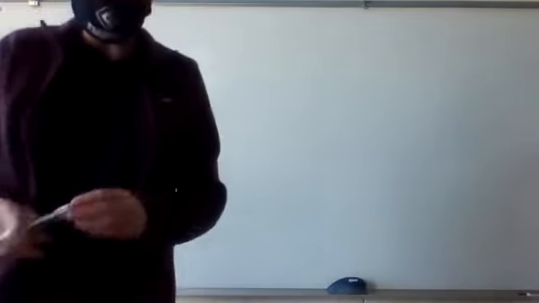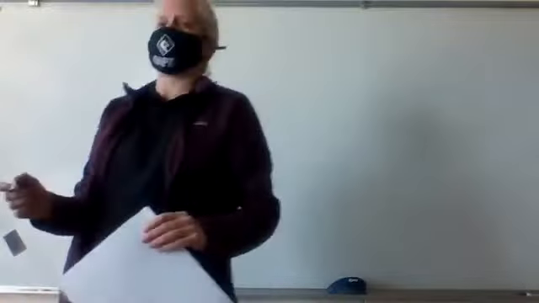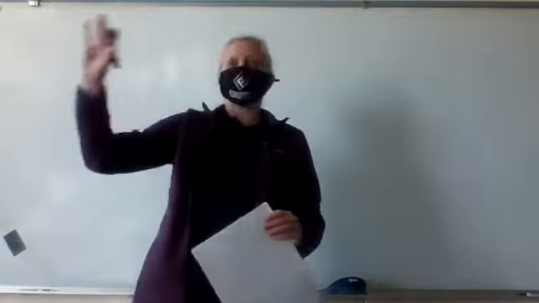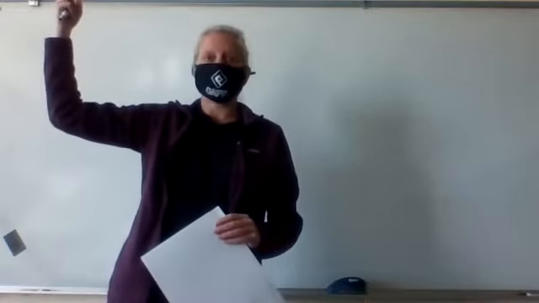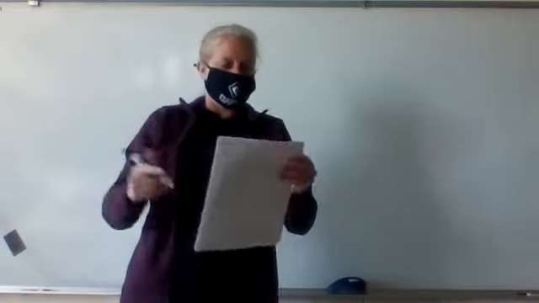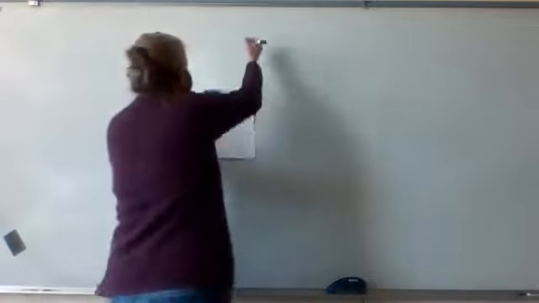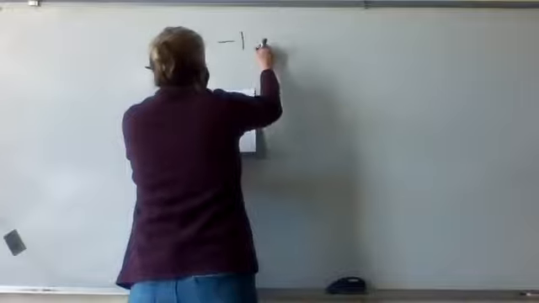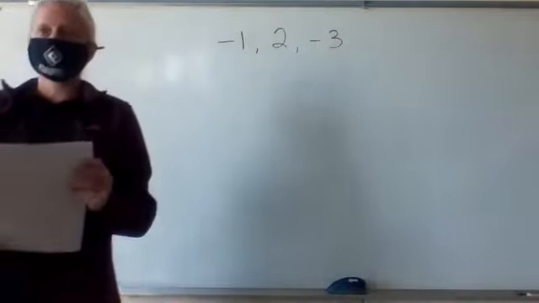It says there's a polynomial function of degree 3, which means our function at the end is going to start off with x to the 3rd. That's what degree 3 means. Okay, so degree 3 with real coefficients that has the given zeros. The given zeros are -1, 2, and -3.